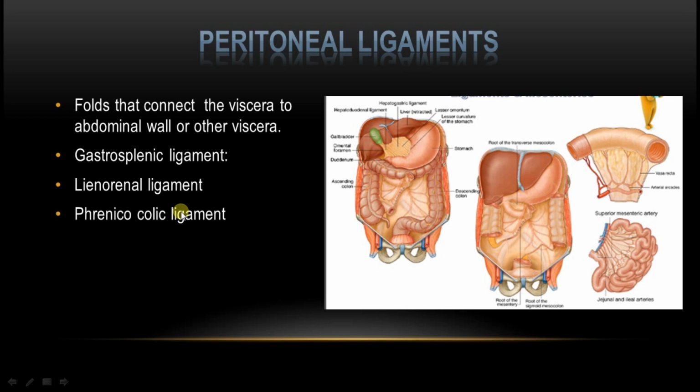Then you have the phrenicocolic ligament, from your colon to the diaphragm, and the coronary ligaments. This is with respect to the liver. Then the falciform ligament, which is sickle shaped, and that is why it is called the falciform ligament.